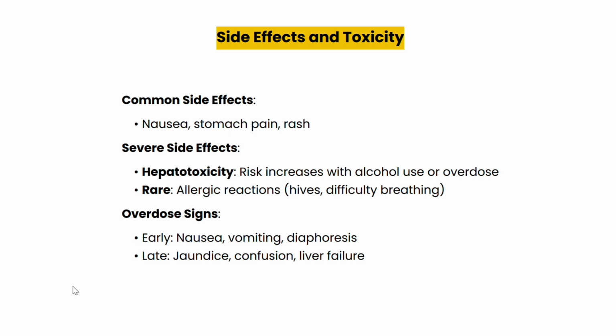Acetaminophen is generally well tolerated but can cause side effects like nausea, stomach pain, and rashes. The most severe risk is hepatotoxicity, especially with overdose or in patients consuming alcohol. Early signs of overdose include nausea, vomiting, and sweating, followed by signs of liver damage such as jaundice and confusion. Immediate medical intervention is crucial in cases of suspected overdose.